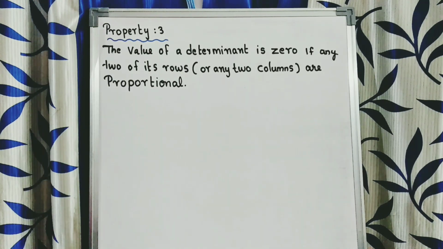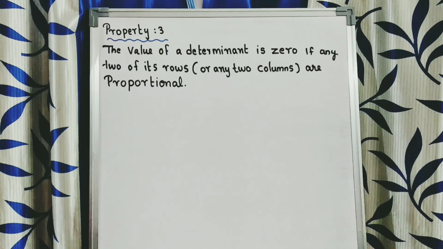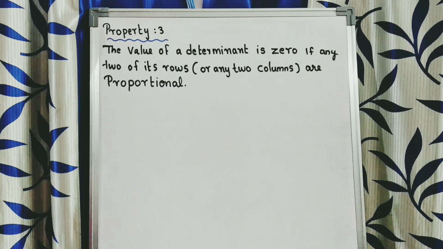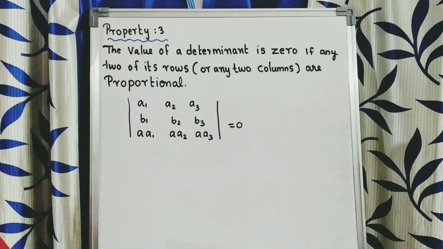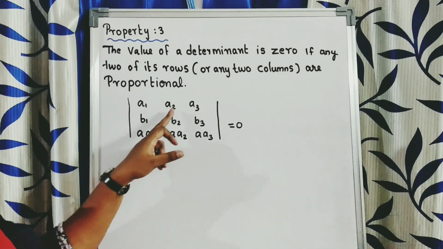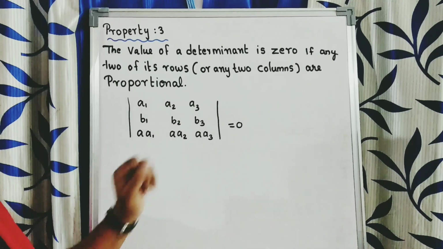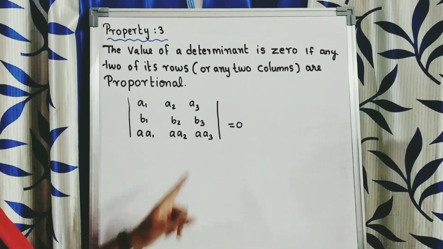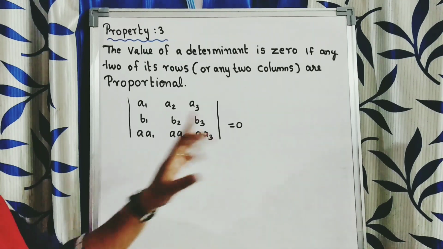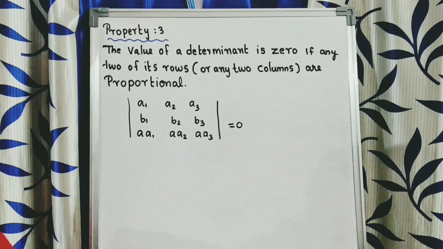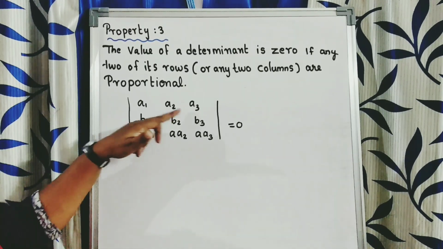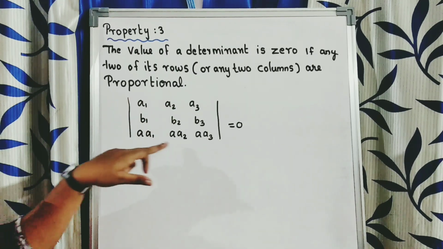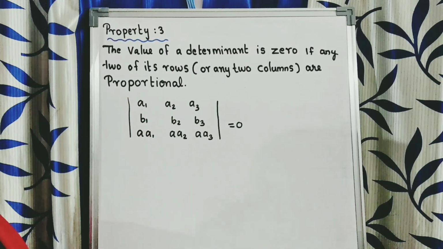The value of a determinant is 0 if any two of its rows or any two columns are proportional. Consider the determinant with rows A1, A2, A3; B1, B2, B3; and A into A1, A into A2, A into A3. That is equal to 0 by property 3. Here the first row and third row are proportional.